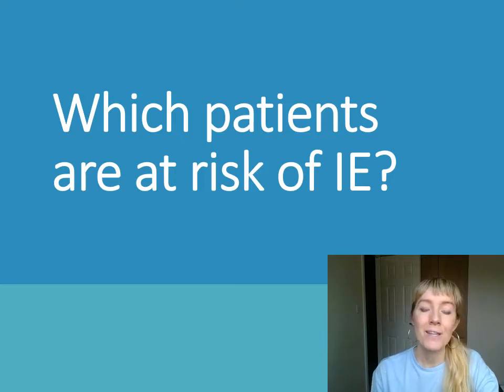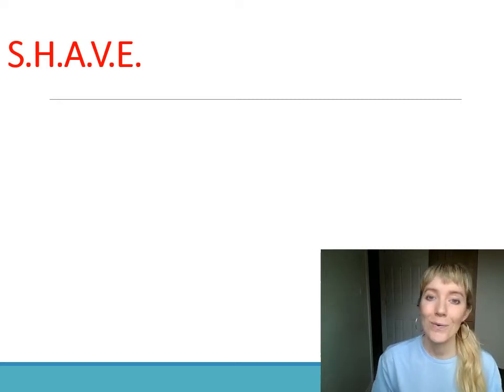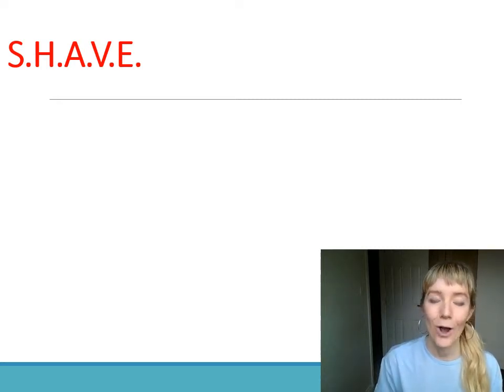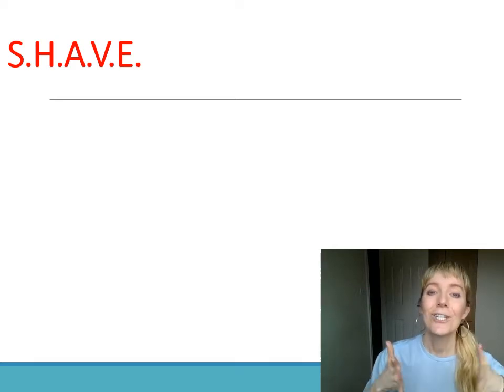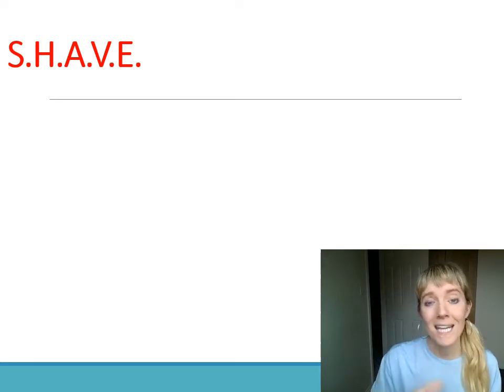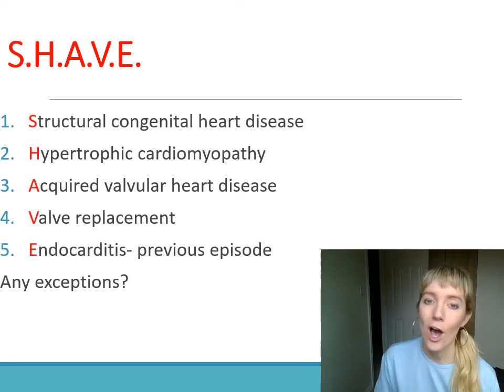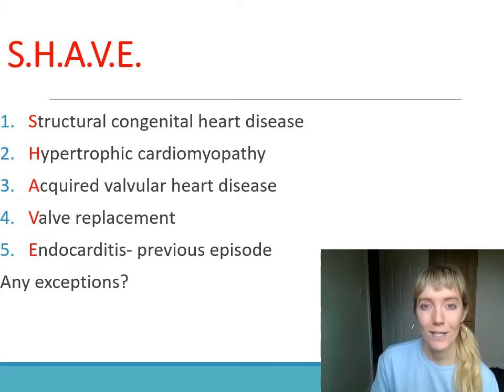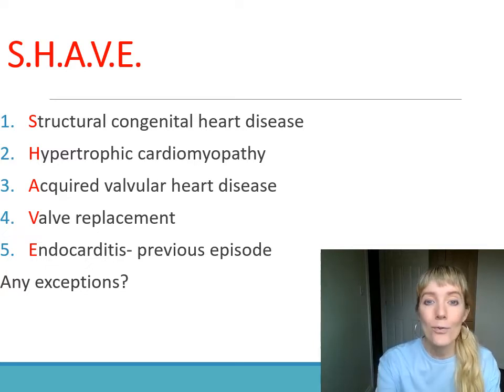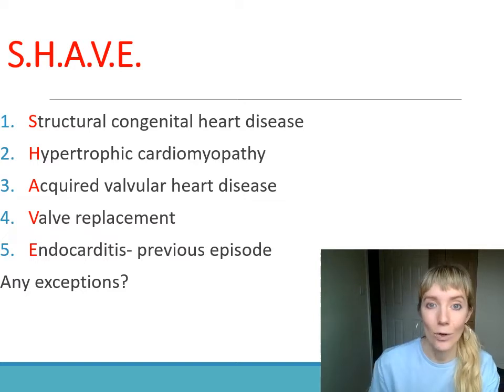We're just going to outline the patients at risk of infective endocarditis. An easy way to remember how to identify patients at risk of infective endocarditis is the S.H.A.V.E acronym. So this is easy for exams, it is easy for just being in clinic as well. So S stands for structural congenital heart disease, H is hypertrophic cardiomyopathy, then it is acquired valvular heart disease, it is valve replacement, and it is if a patient has had a previous episode of infective endocarditis, although there are some exceptions to this rule.